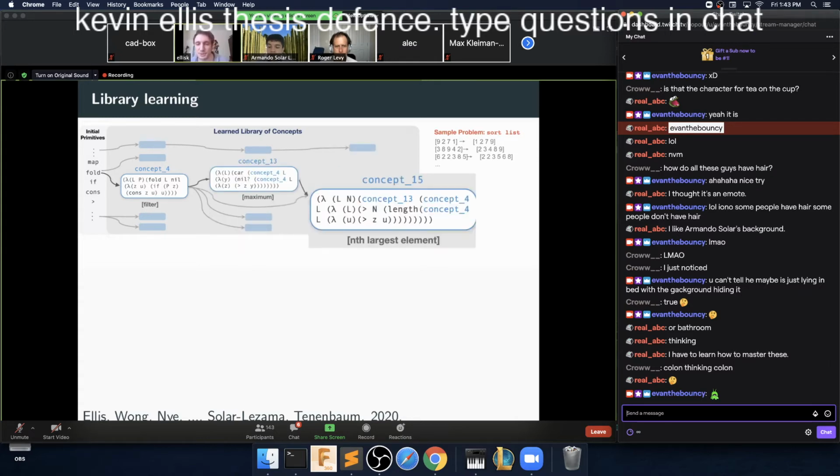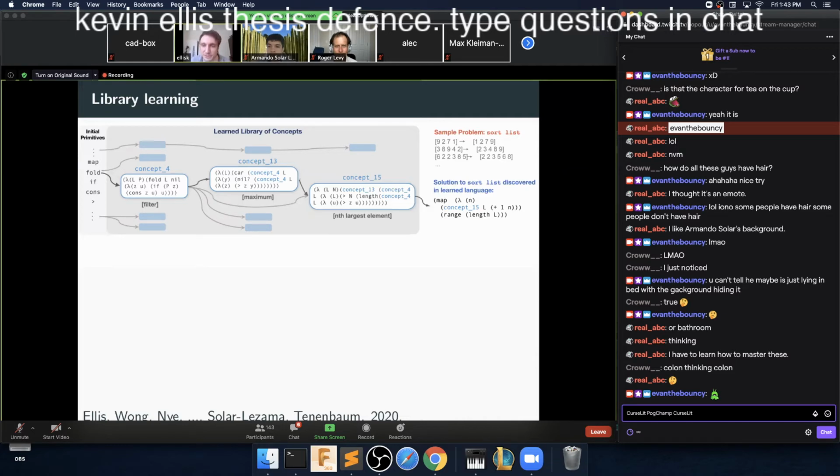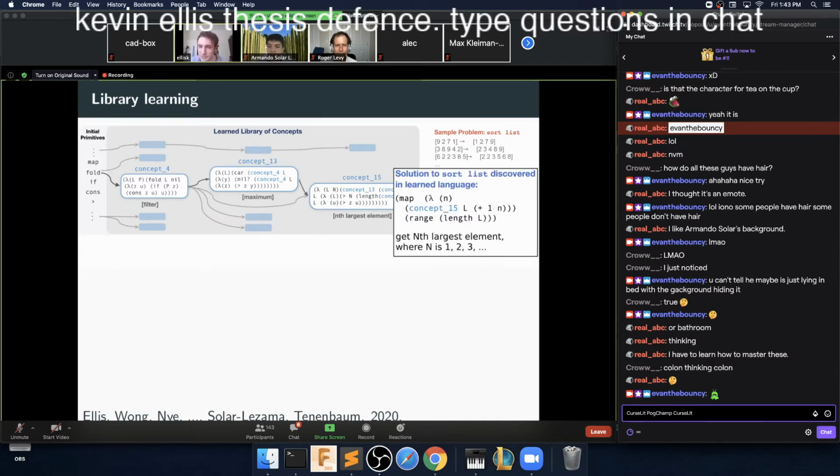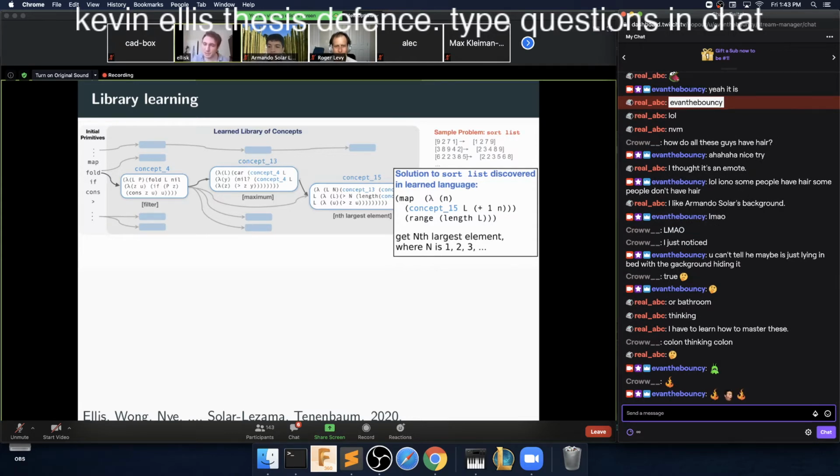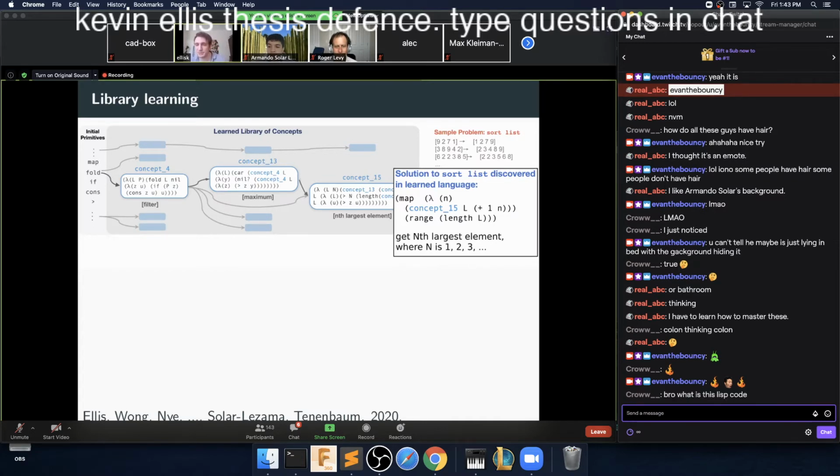And if you look into the final layer of this learned network of functions, what you see is a function which extracts the nth largest element of a list. And now we're almost all the way to sorting. And once we have concept 15, we can now write a very simple program for sorting lists of numbers. So here's the code it writes to sort lists of numbers. It just says call concept 15, meaning get the nth largest element as n is 1, 2, or 3. So get the smallest element, get the second smallest element, and so on.